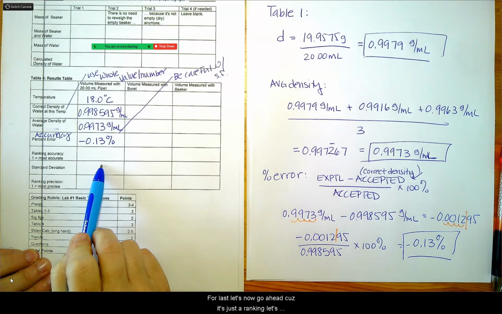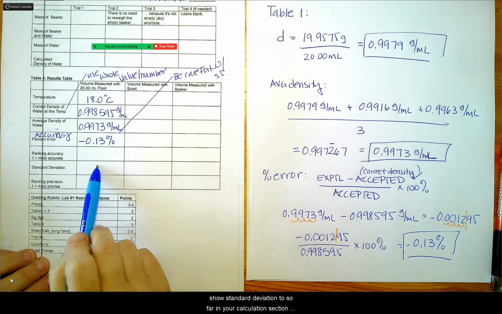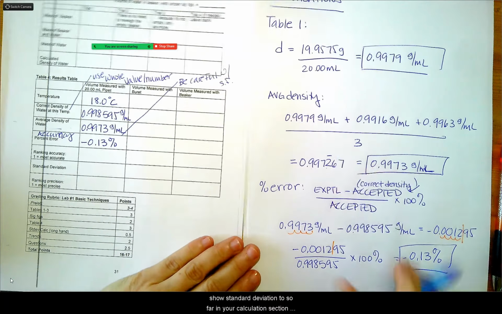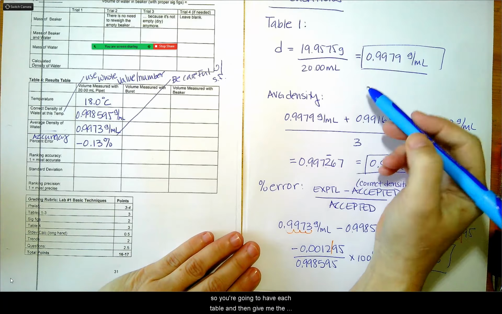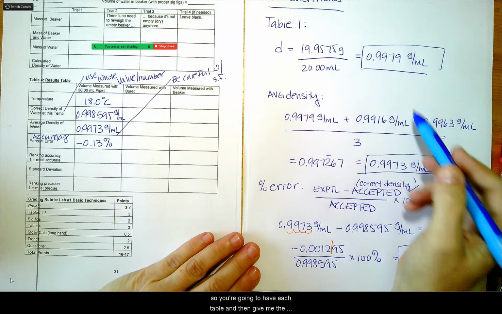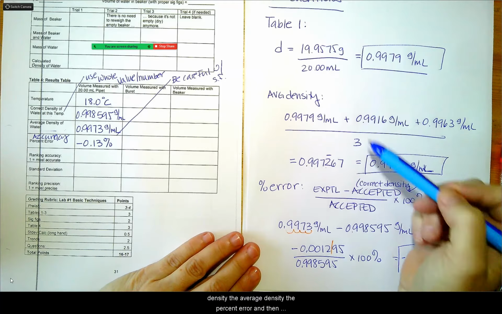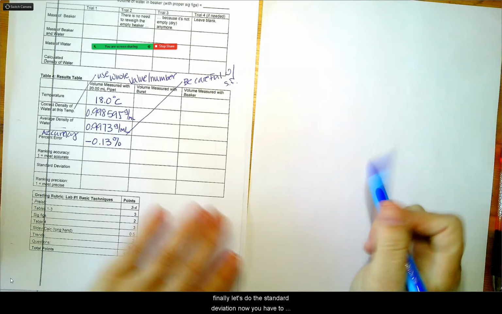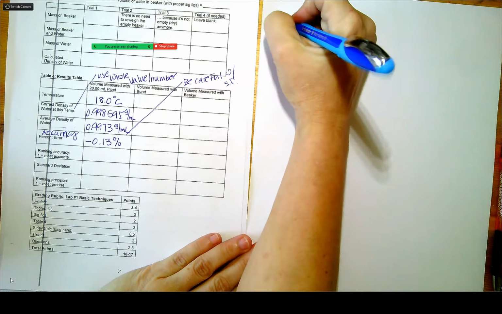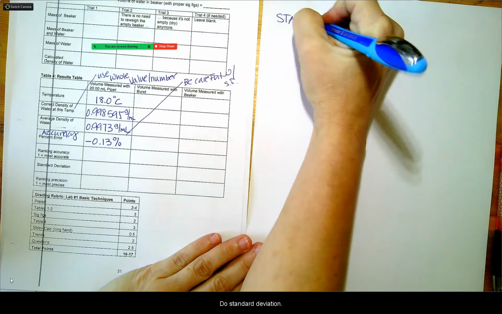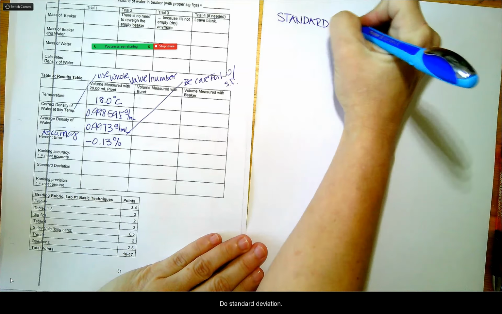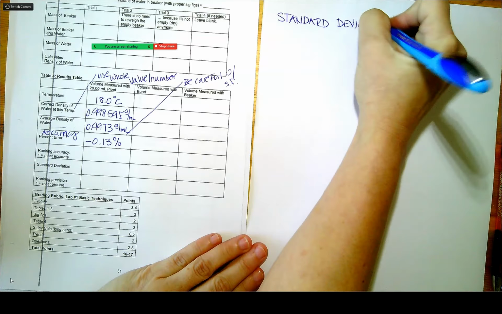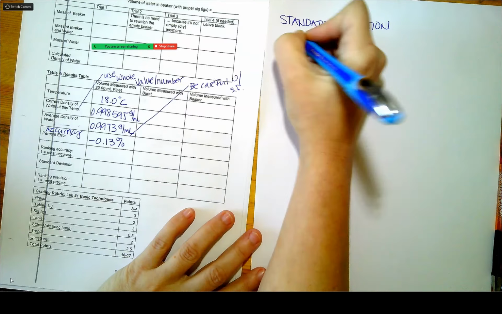All right, now I'm going to leave the accuracy for last, because this is just a ranking. Let's show standard deviation. So far in your calculation section, you're going to have each table and then give me the density, the average density, the percent error, and then finally, the standard deviation. Now you have to show me one calculation.